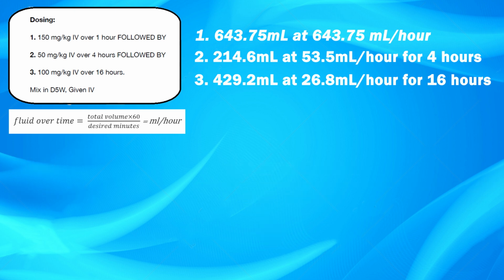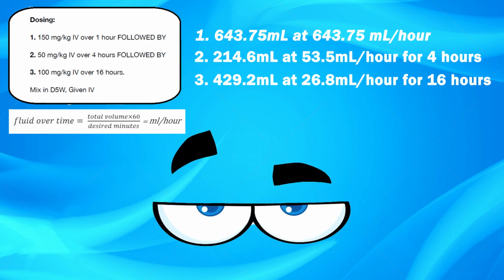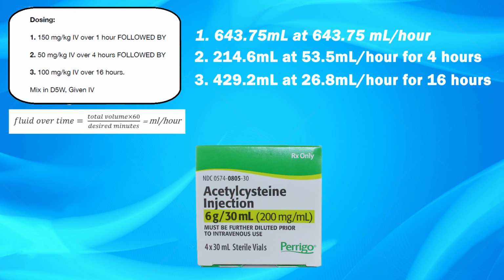If you got the same or very close answers to that, you're doing great. But have you noticed the problem? The problem is the nurse only gave us 6 grams of Mucomyst. So how are we going to fix this?